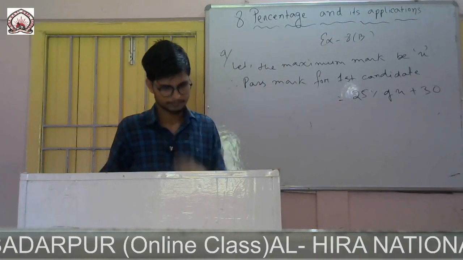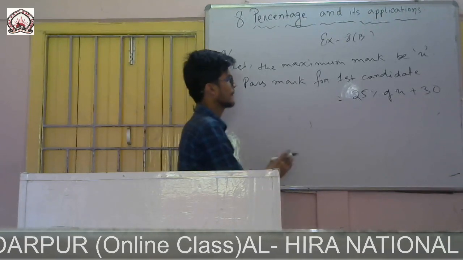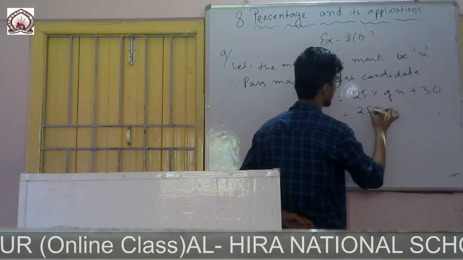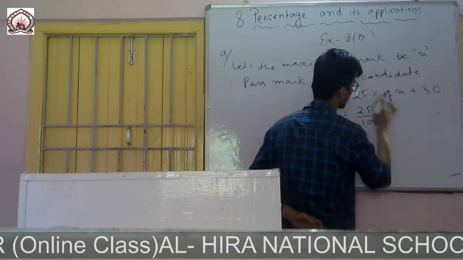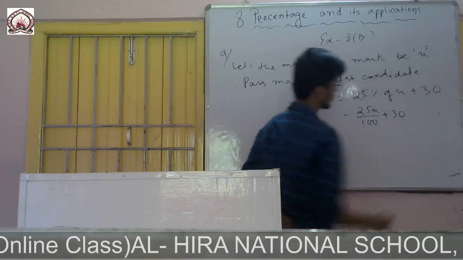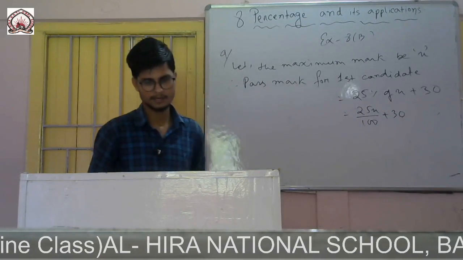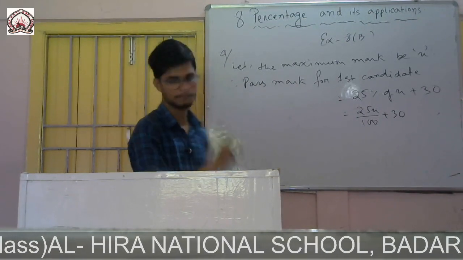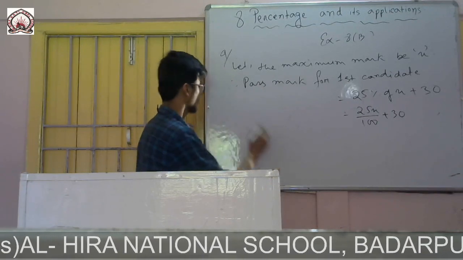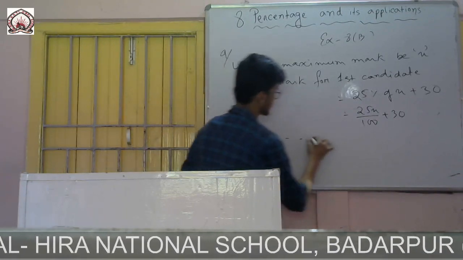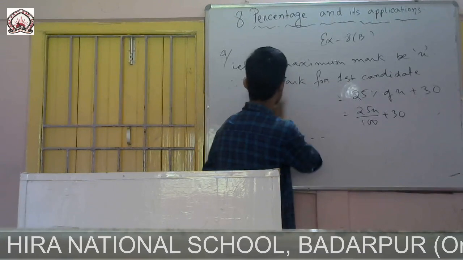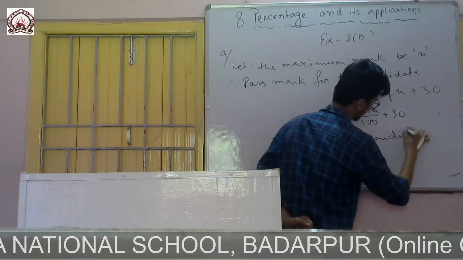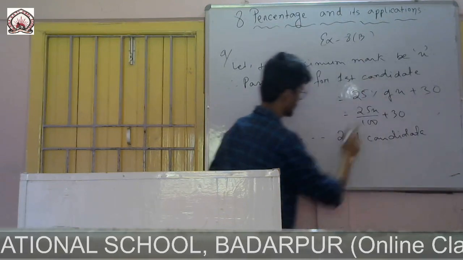So 25% plus 30. 25% of which one? Total mark. So that means 25x by 100 plus 30. So you keep it here. You find the pass mark for second candidate. You write the full line. Pass mark for second candidate.